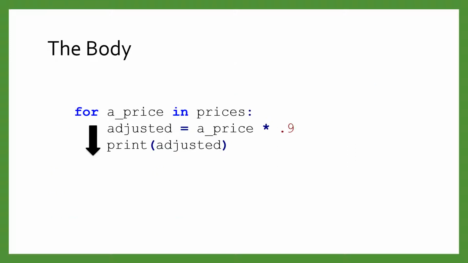Just like an if statement, we can put statements inside of a for loop. Each statement is indented with 4 spaces, and each statement will be executed one by one from top to bottom.